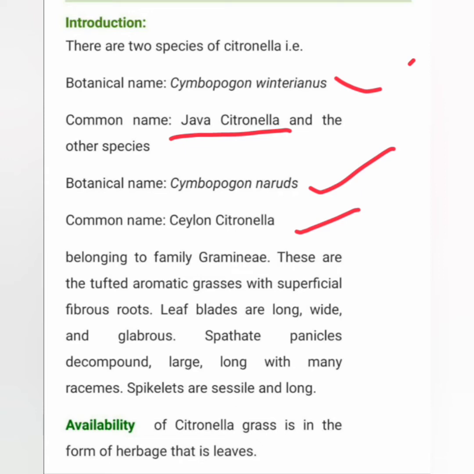So they belong to the family Poaceae, and as you can see from the picture, they are tufted aromatic grass, with superficial fibrous roots, and the leaf blades are long, wide, and glabrous. They are very smooth, lacking hairs. So they have a smooth surface. Then spathiate panicles, meaning the panicles have a large bract that envelops a whole inflorescence.